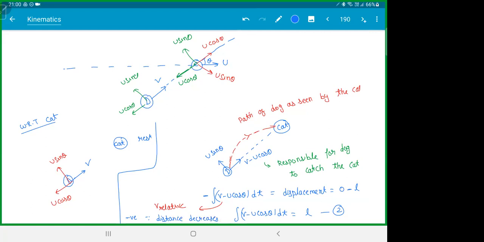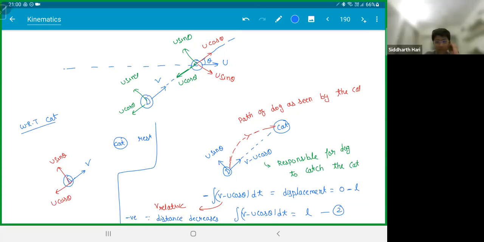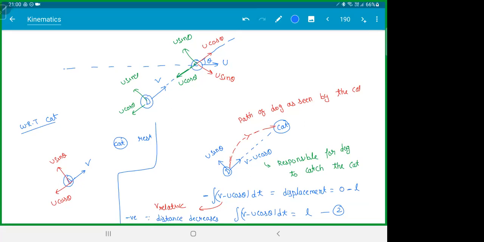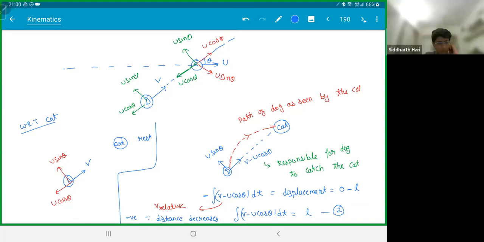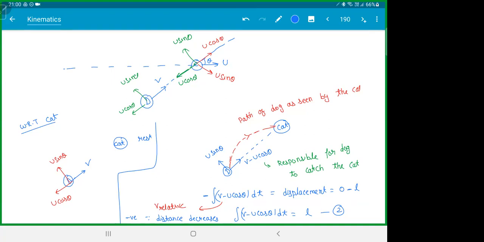Check this out. Now, these are the two steps. 0 minus L. What is displacement? Final minus initial position. What is the final distance between them? They met, right? 0. Finally, when they're meeting each other, what is the final displacement between them? 0. What is the initial displacement? L. So displacement will be x final minus x initial, which is 0 minus L. Clear with this?